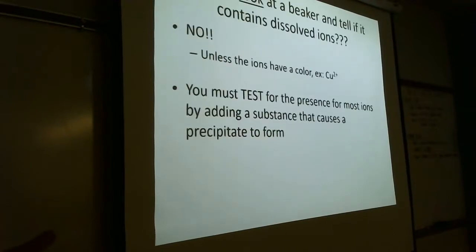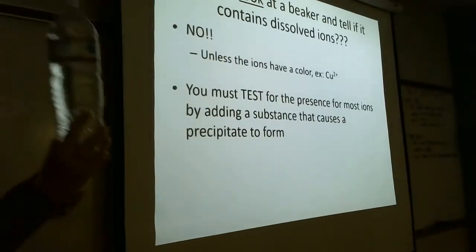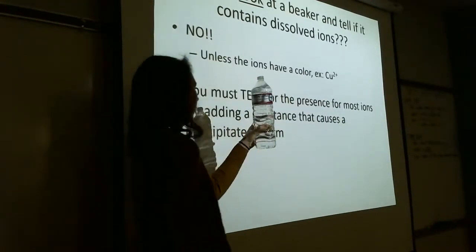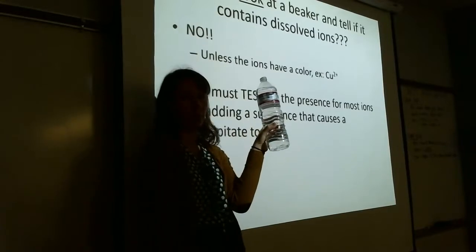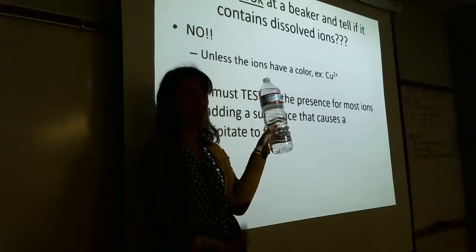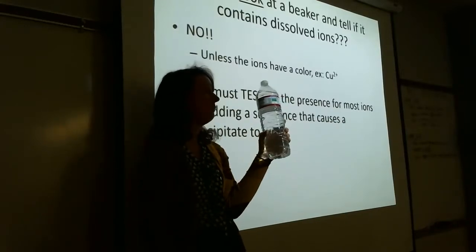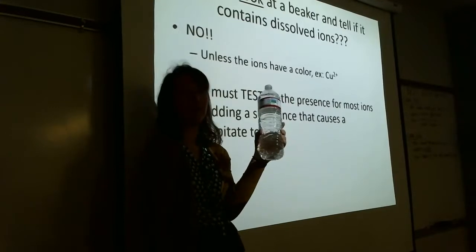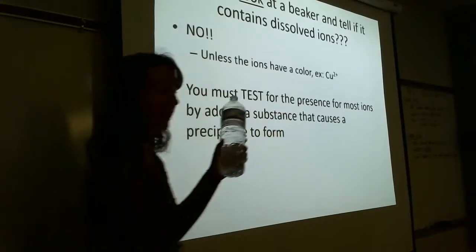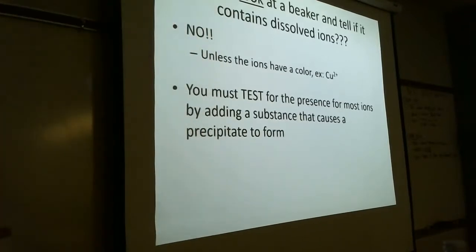Okay, now let me ask you a question. Can you just look at a sample and see if there are ions in it? If I just held up my water here and asked, are there ions dissolved in this, can you tell just by observation? You could tell if there's copper in it because it'd be blue, right? But otherwise, could you just look at it and tell if there's any lead in there? You can't do that. You can't see those ions. It's not possible. So the way that you can tell if your sample contains ions is by testing, okay?